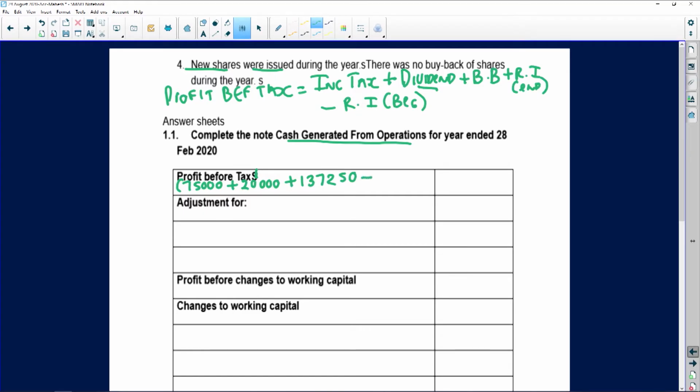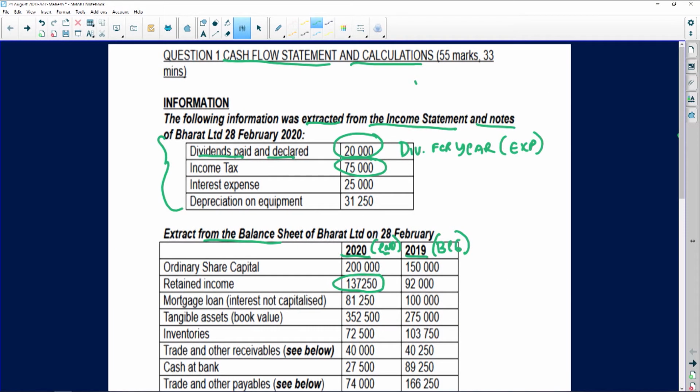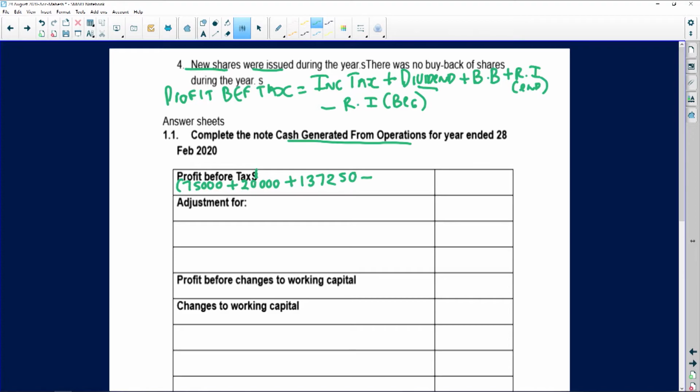So let's go back to our information. Retained income at the beginning of the financial year, 92,000, which needs to be subtracted. Right, now as you can see, I've basically reconstructed the retained income note. That's all I've done, guys. Now, if you want to, you can draw up the retained income note, but I often find it's very time consuming, and therefore I recommend that you use this formula.